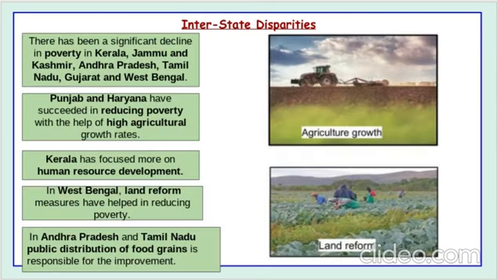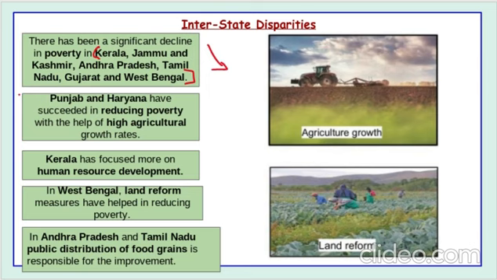Now, there has been a significant decline in poverty in a few places, which are Kerala, Jammu Kashmir, Andhra Pradesh, Tamil Nadu, Gujarat, and West Bengal. There has been a very great decline in poverty, which is very good. How have they achieved this improvement?